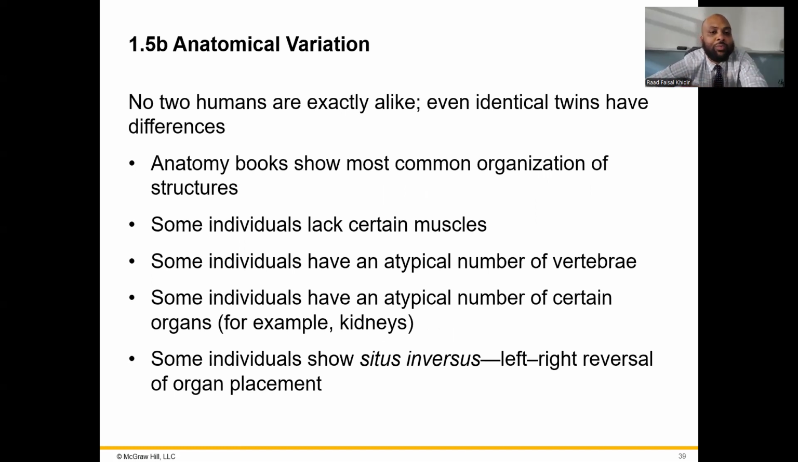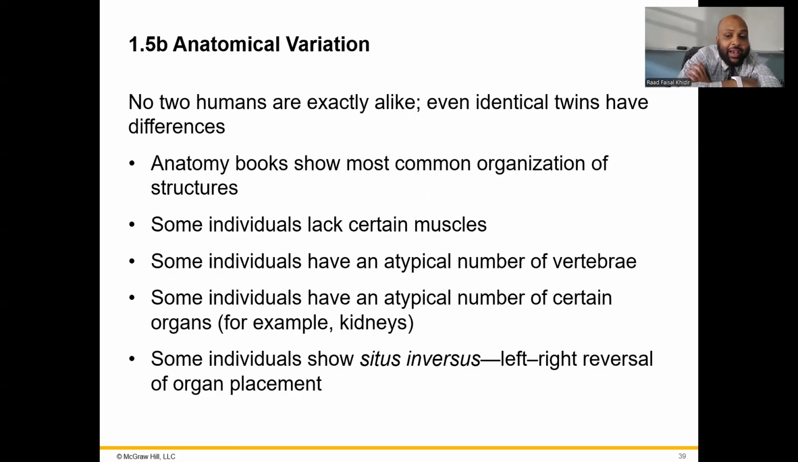No two humans are exactly alike, so there is always variation. When we study anatomy and physiology, does everything we study apply to 100% of the population? Does everybody have a heart like the heart we're going to study? Does everybody have a lung like the lung we studied? No. Some individuals lack some muscles. They don't even have the muscle.